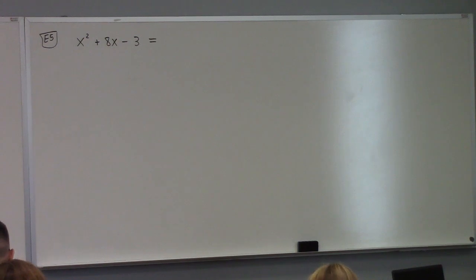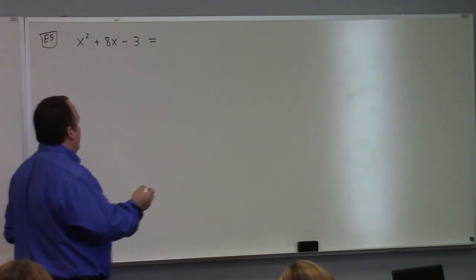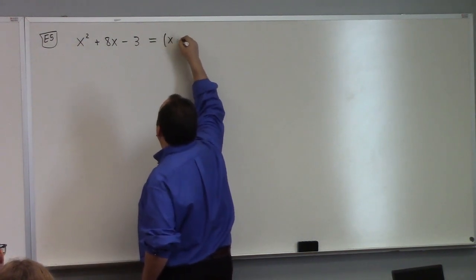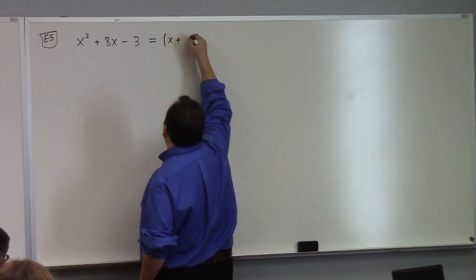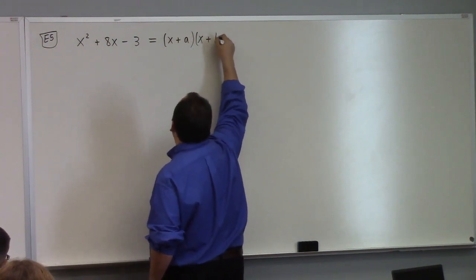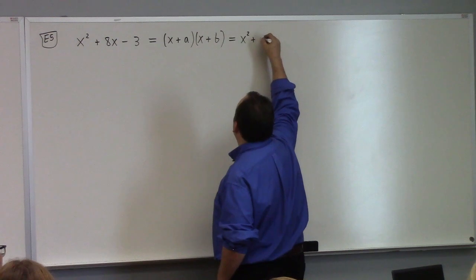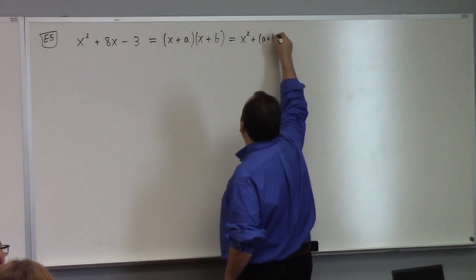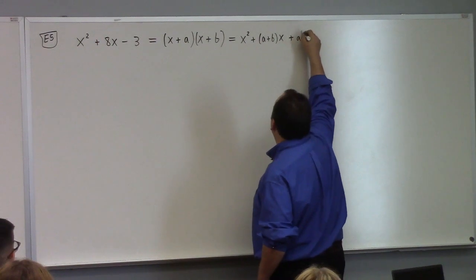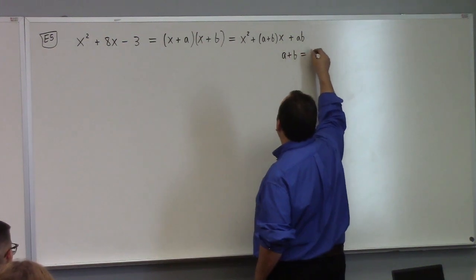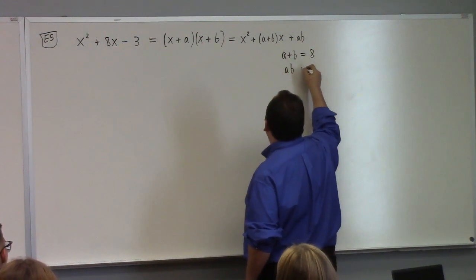Let's see here. So we can't factor this, right? If you were to try to write x plus some number a times x plus some number b, what would that look like? When you multiply that out, you get x squared plus, if you work it out, (a plus b)x plus ab. So you need to be able to find a plus b equals 8, and you also need to find ab equals minus 3.